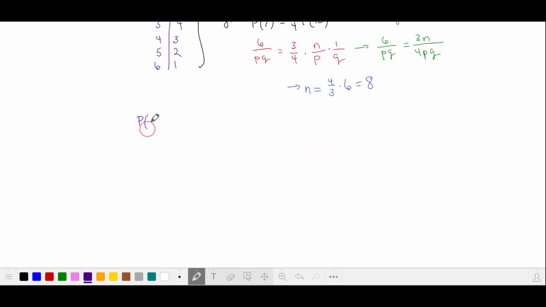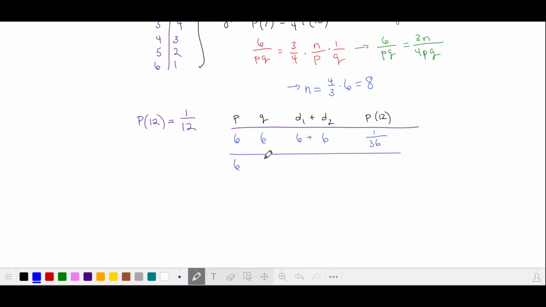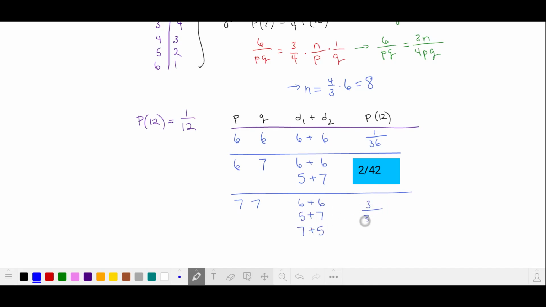Our next bit of information is that the probability of rolling a sum of 12 is 1 over 12. Let's experiment with different values of P and Q. For example, if both of our dice have 6 sides, the only way we can generate a 12 is if we roll a 6 on both of them. That's one way out of a possible 36 different rolls. If we have one die with 6 sides and another die with 7 sides, we can generate a 12 with a 6 and a 6, or a 5 and a 7. That's 2 out of 42 ways. If both of our dice have 7 sides, we can generate a sum of 12 with a 6 and a 6, a 5 and a 7, or a 7 and a 5. That's 3 out of 49 ways.